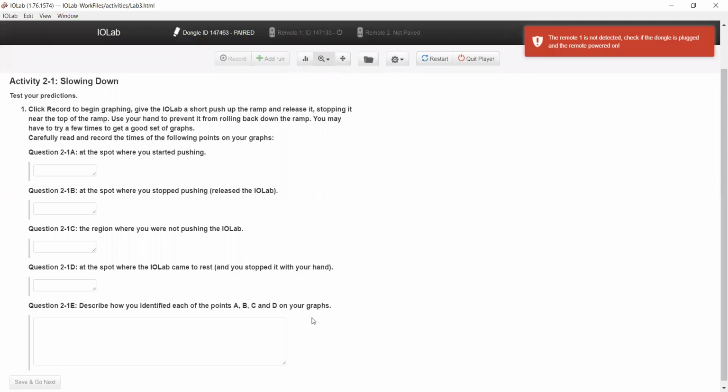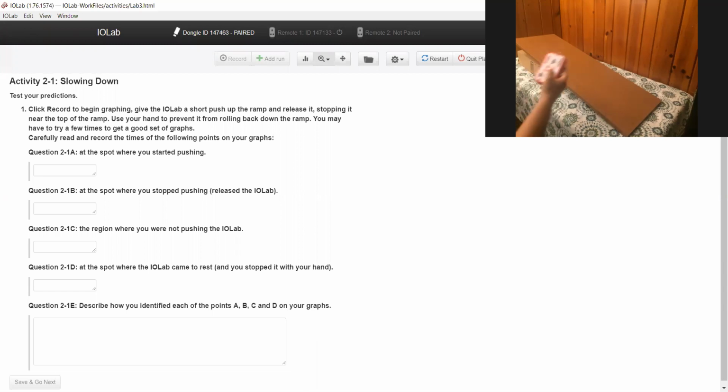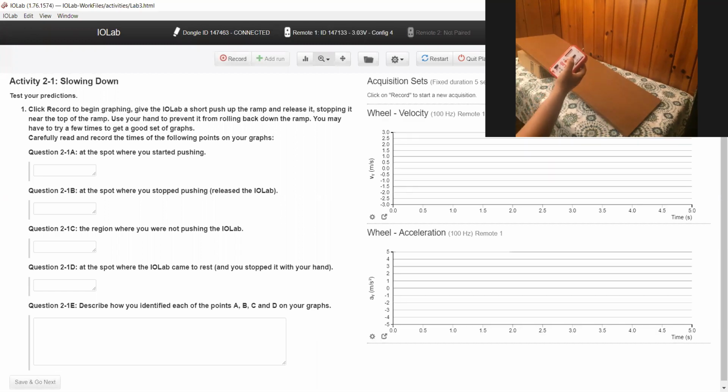Okay, now time to do the real experiment. Because of the inactivity, the IOLab has turned off again, so we have to turn it back on. Okay, and then we have acceleration and velocity now. So these answers, we can answer those.